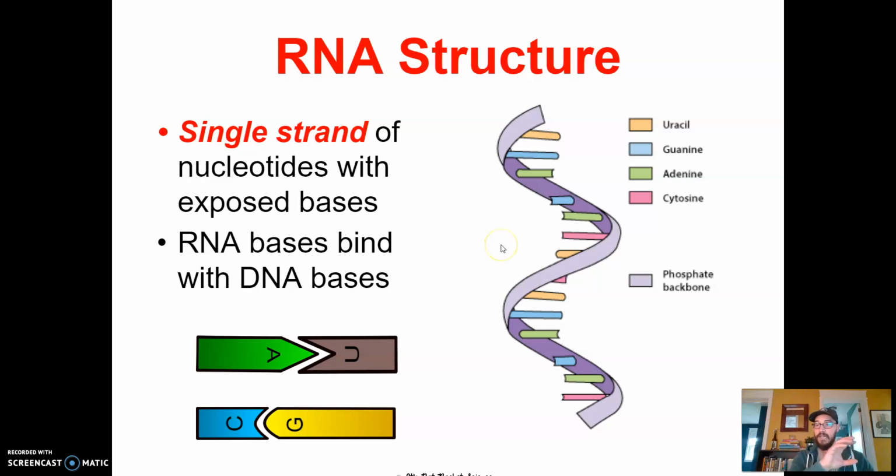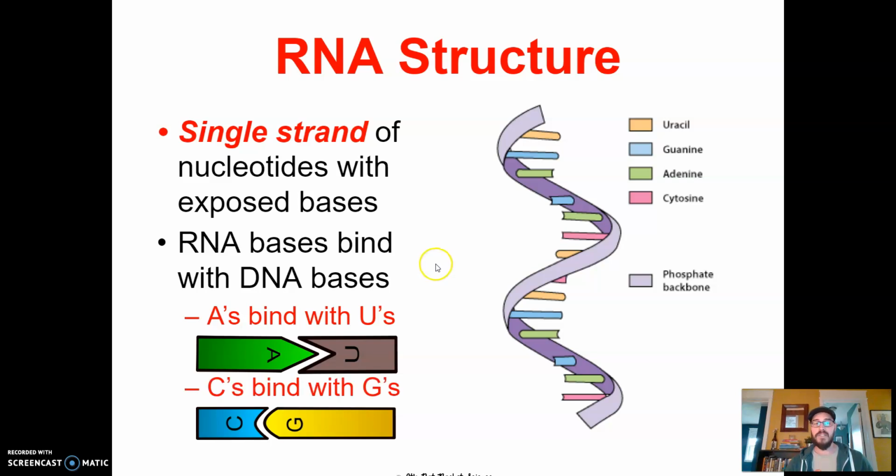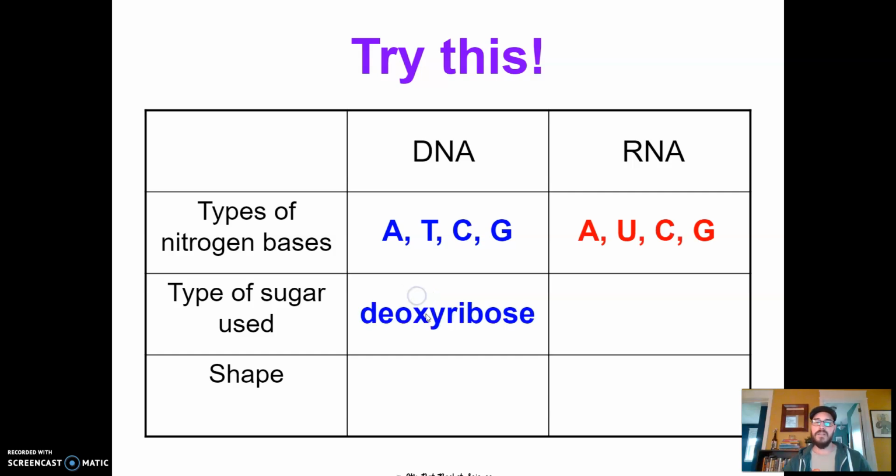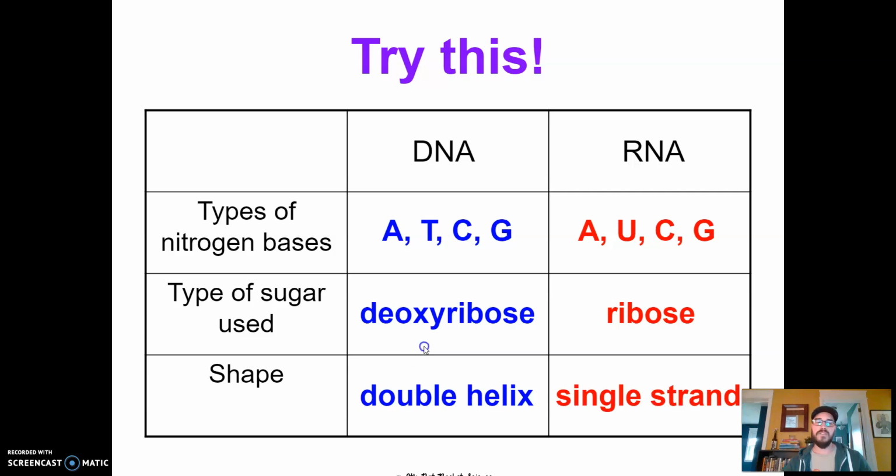Okay, so DNA makes RNA. Eventually, RNA goes out of a nucleus and is used to make proteins. So your A's, they bind with your U's. Your C's, they bind with your G's. So it's a little bit different. These guys have uracil instead of thymine. So real quick, our bases in DNA are A, T, C, and G. In RNA, they are A, U, C, and G. Deoxyribose versus ribose. Our shape here is a double helix versus a single strand.